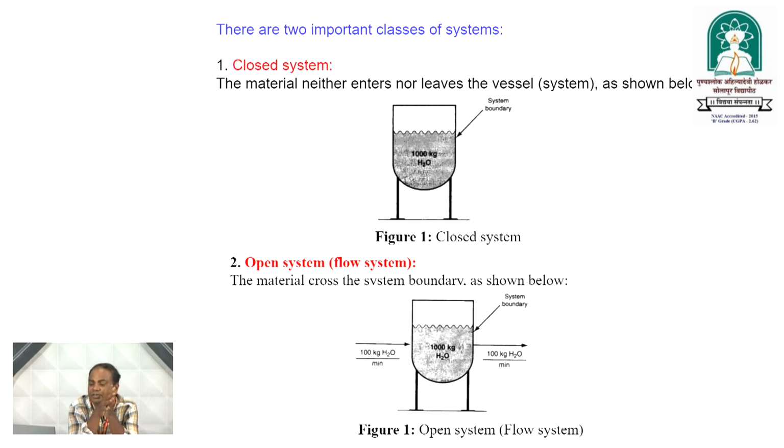One is the closed system and another is the open system. So, in a closed system, you know that the material cannot enter or cannot leave the system. Such systems are called closed systems, and those systems where the material is allowed to enter into the system, and at the same time can leave or exit the system, we call open systems.